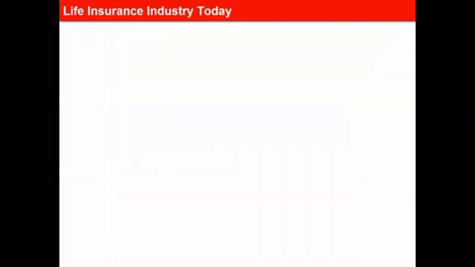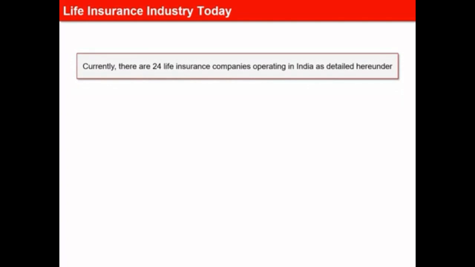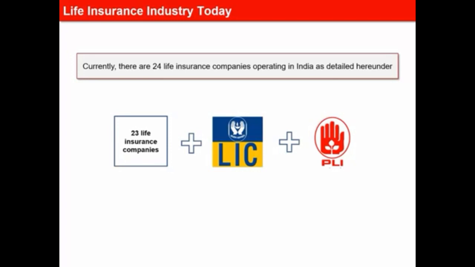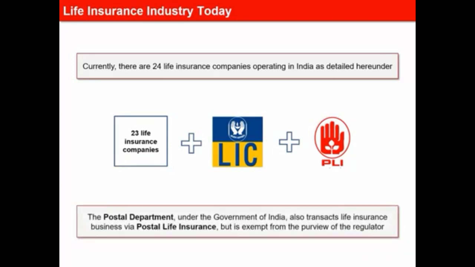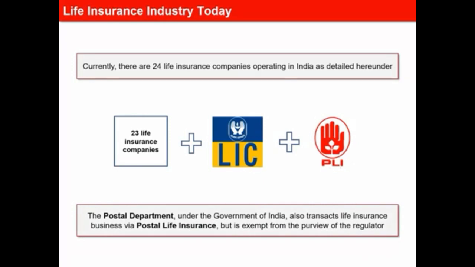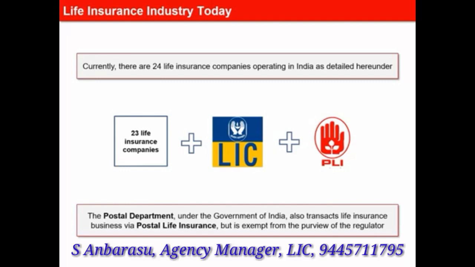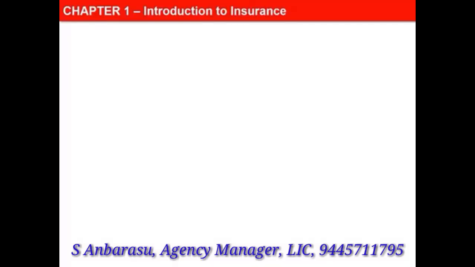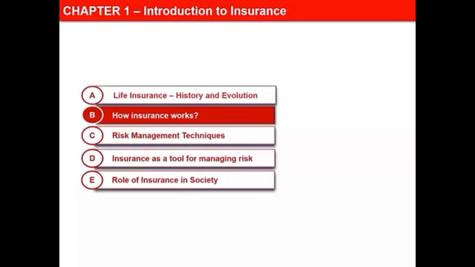Now that you have learnt about the evolution of insurance in India, let's take a look at the present life insurance industry. Currently, there are 24 life insurance companies operating in India. Life Insurance Corporation of India is a public sector company, while there are 23 other life insurance companies in the private sector. The Postal Department, under the Government of India, also transacts life insurance business via postal life insurance, but is exempt from the purview of the regulator. Thank you. In the second video of the lesson, Introduction to Insurance, you will learn how the concept of insurance works.